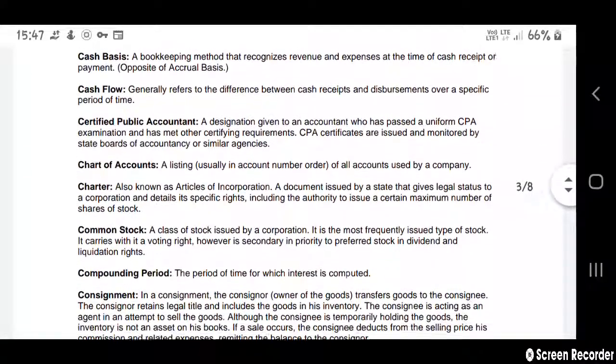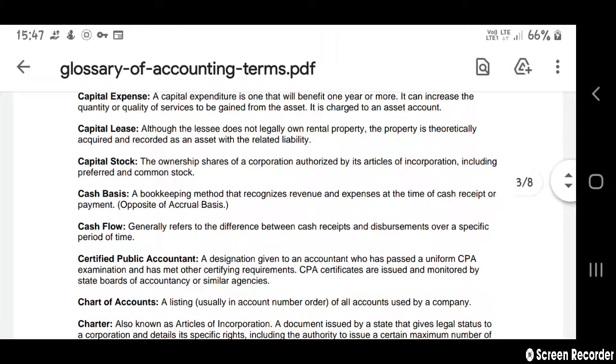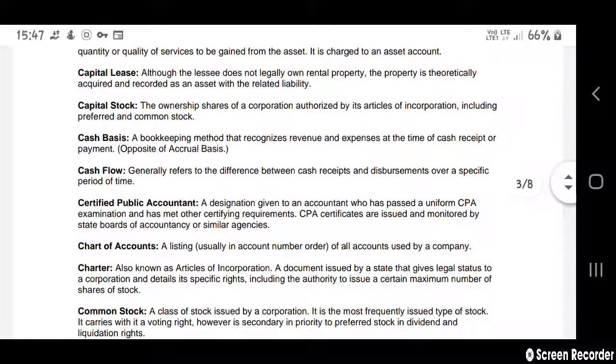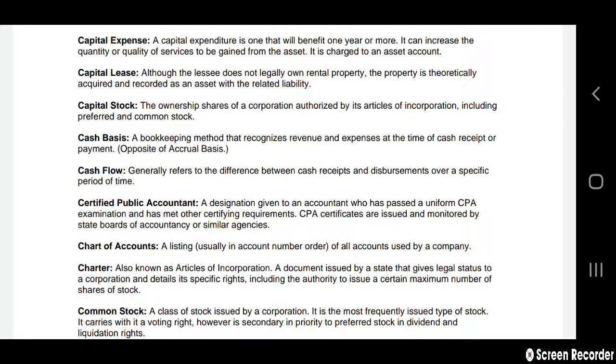Next is capital lease. Although the lessee does not legally own the rental property, the property is theoretically acquired and recorded as an asset with the related liability. It will be treated as a capital lease, as if it were owned.